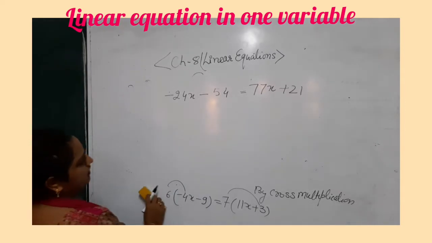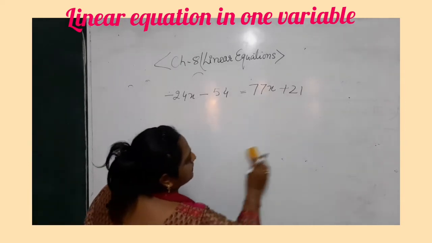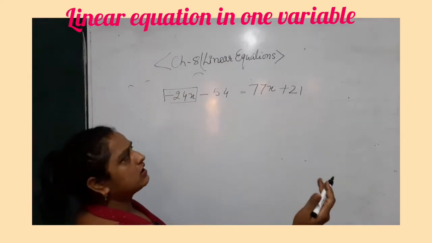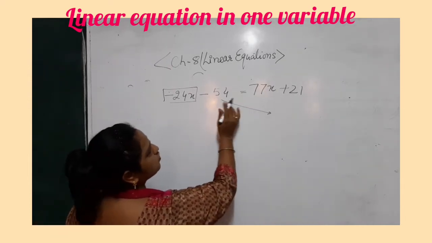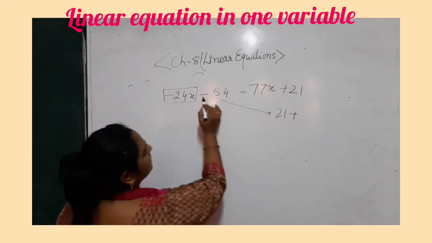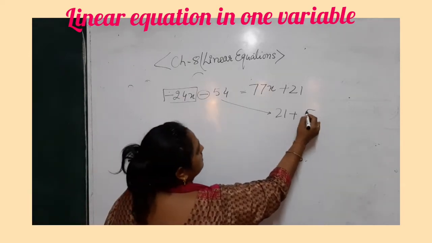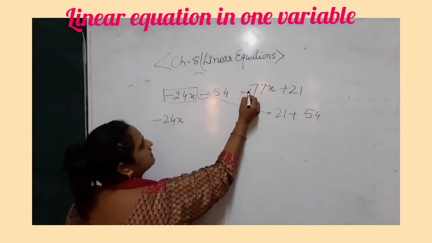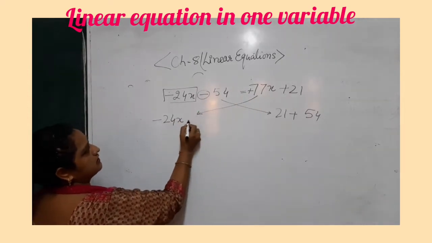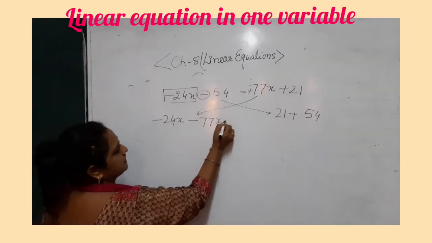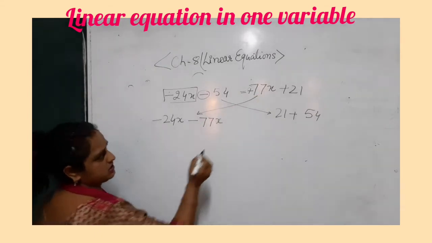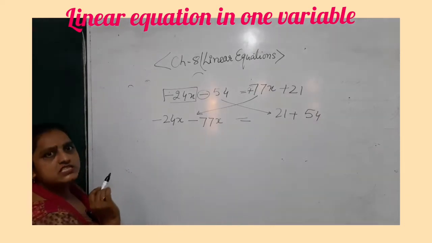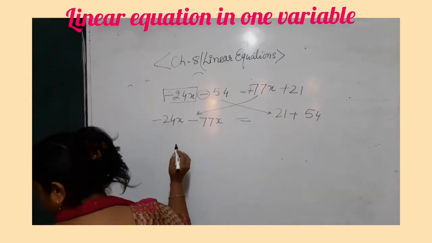Now what will we do here? We have to follow the previous rule that the variable should be on one side and the constant should be on another side. So we have to transport this constant term to the right hand side. If there is minus, it will become positive, and the variable term will remain in the left hand side, and this variable will also come to the left hand side by changing the positive sign to negative. Now add this, minus 24 minus 77. What will we get from here?